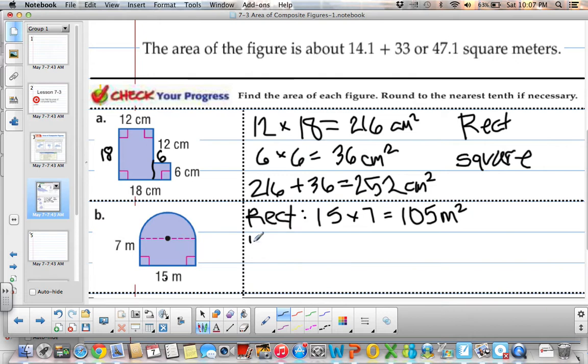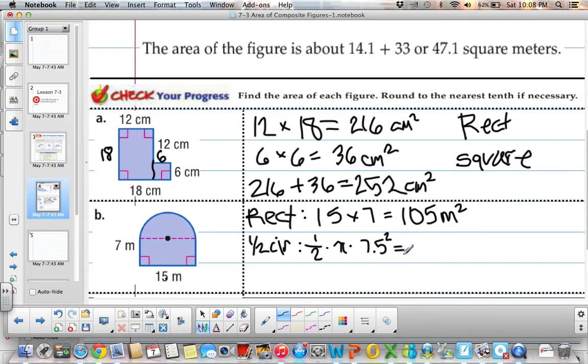Okay, now we have our half circle. Remember, area equals pi r squared, but since it's a half circle, we're going to multiply it by half. So we go half times pi times r, which is our radius. Here, this is our diameter, and because it's the same length as this down here, our diameter is 15. We take 15, divide it by 2 to get our radius, so that's 7.5, and then we need to square it.